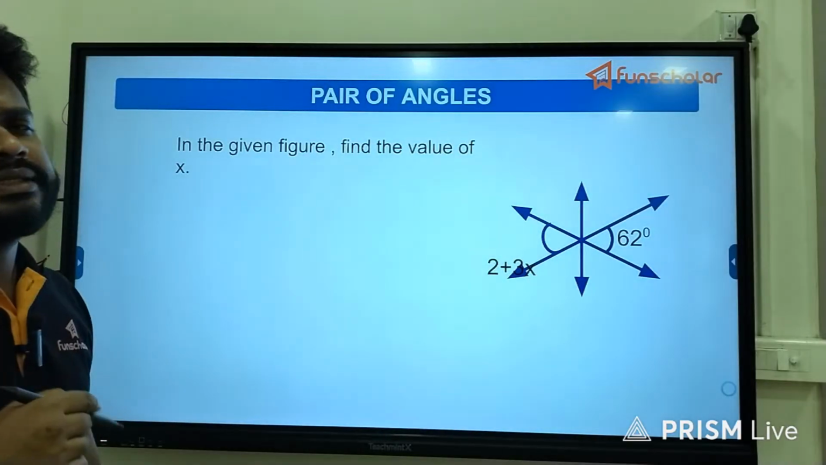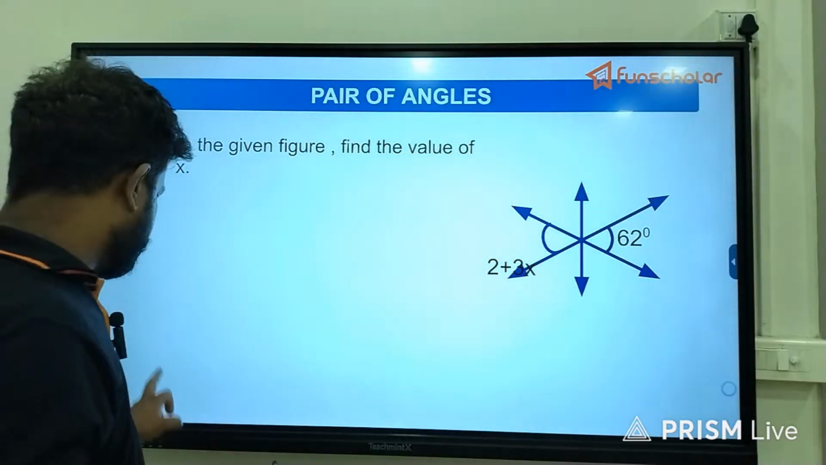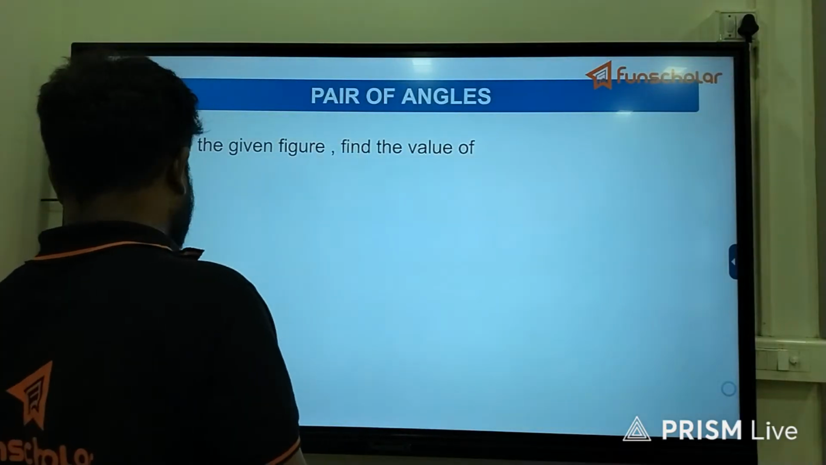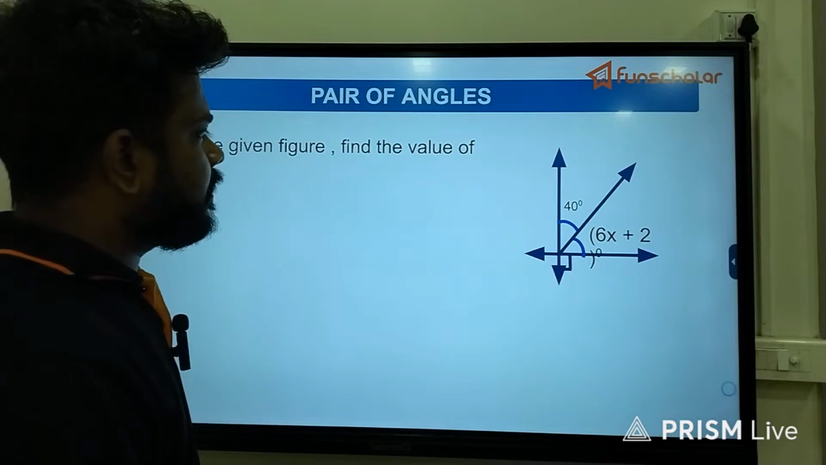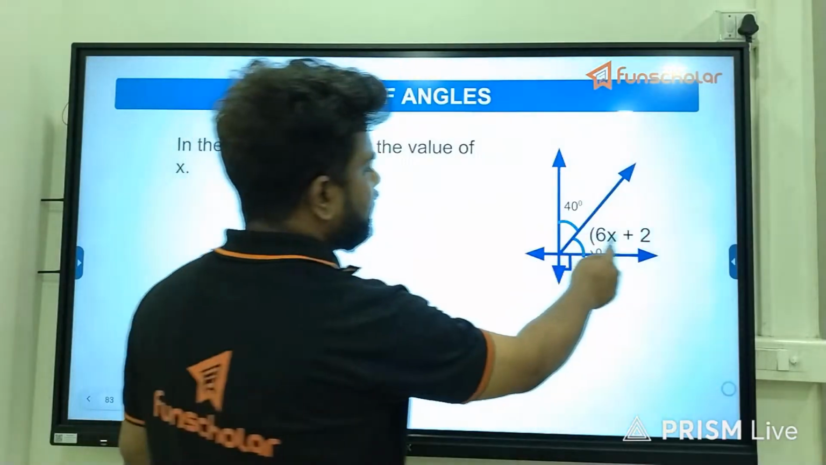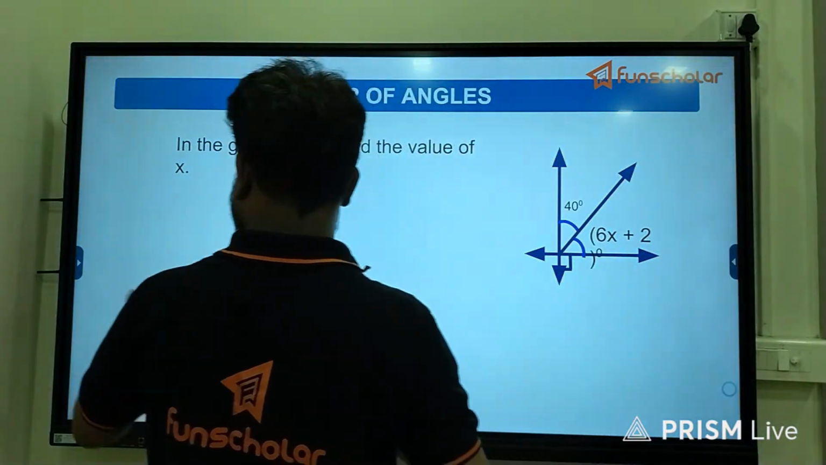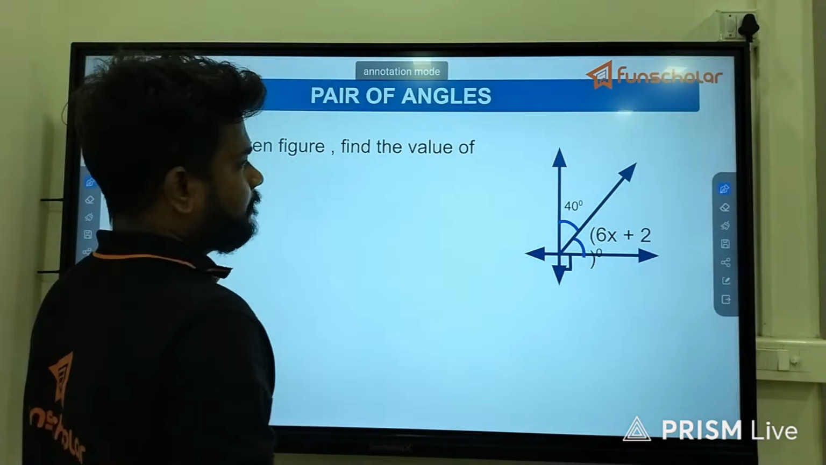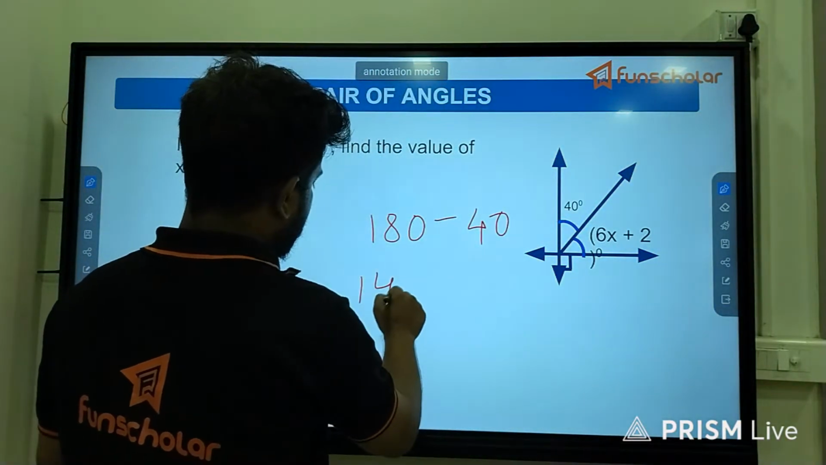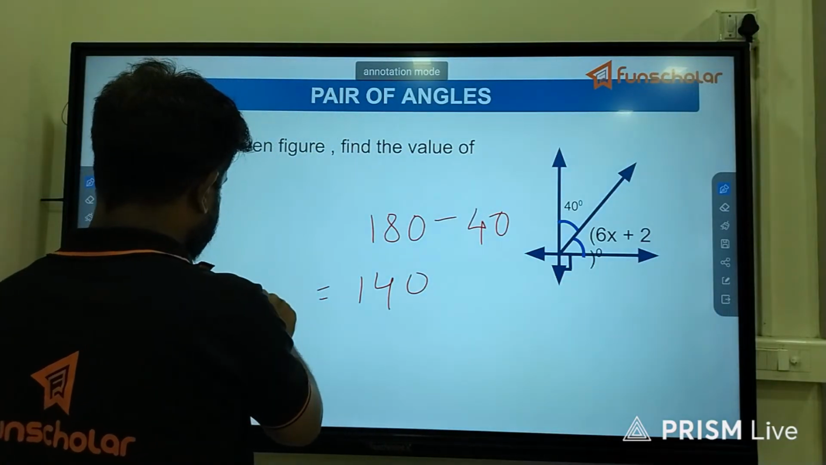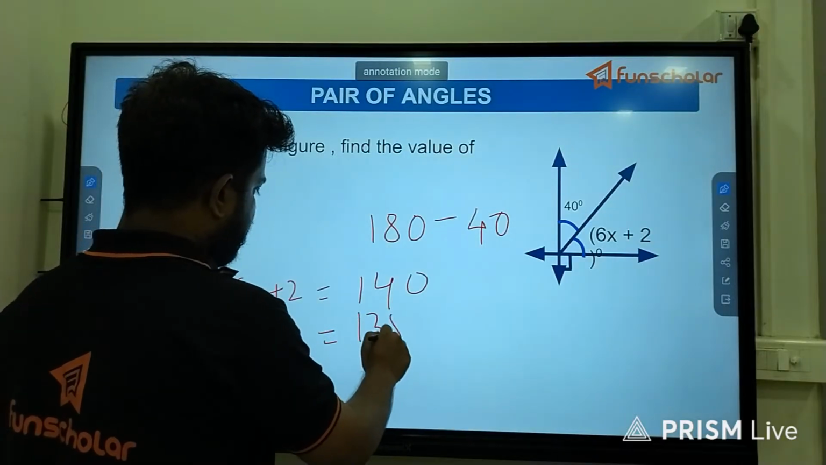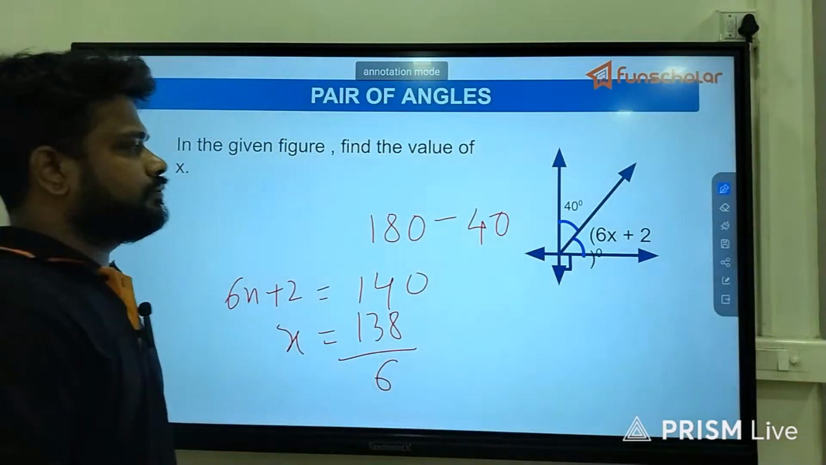So 2 plus 3x is equal to 180 degrees. 180 minus 2, you have to find it. In the given figure, find the value of x. Okay, so the value of x is 6x plus 2, it will be 180 minus 40, that is 140. So 6x plus 2 is 140. So x equals, it will be 138 by 6.